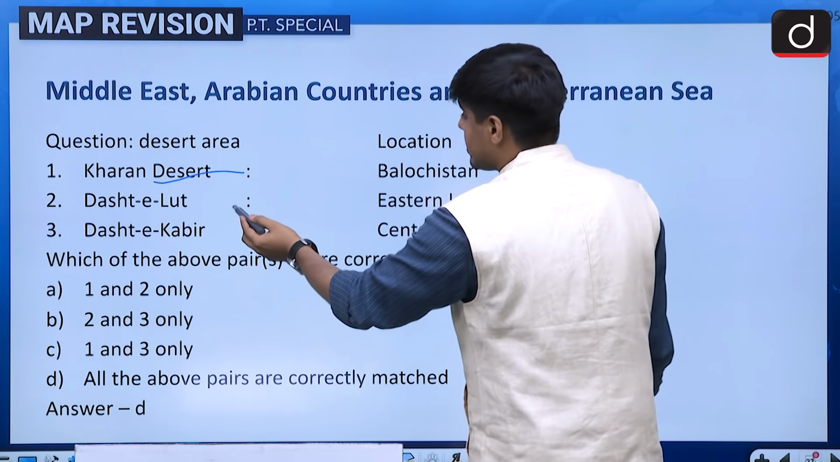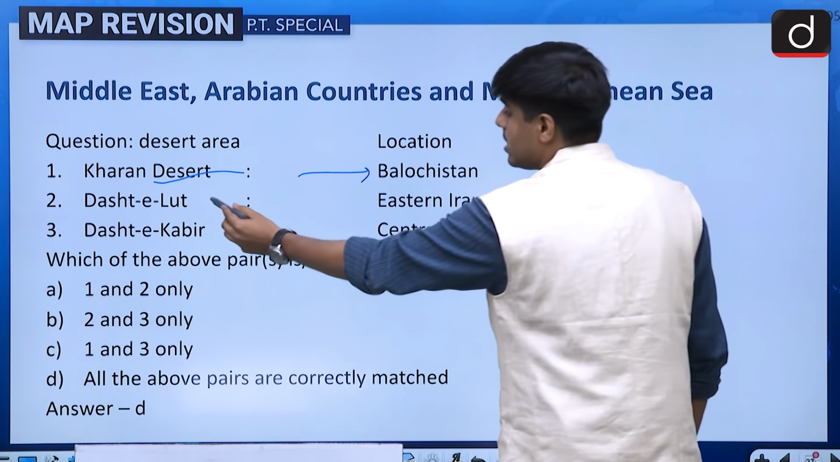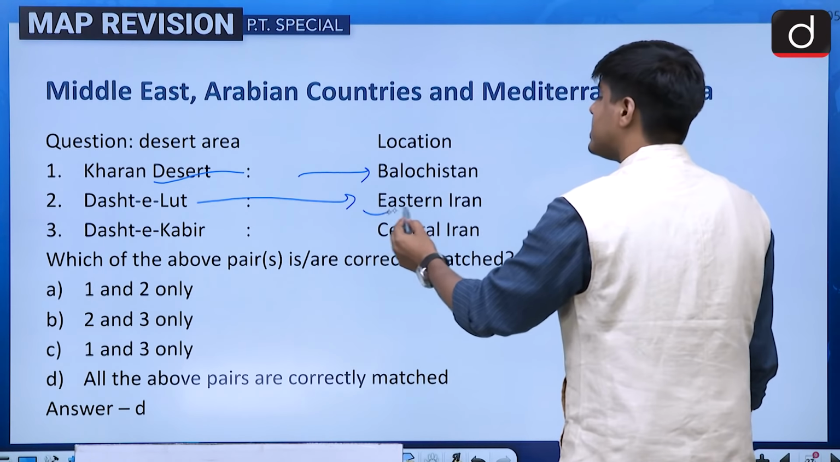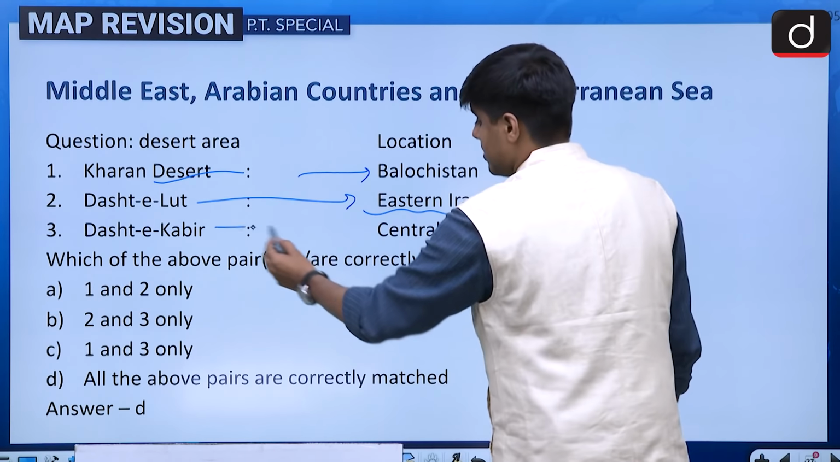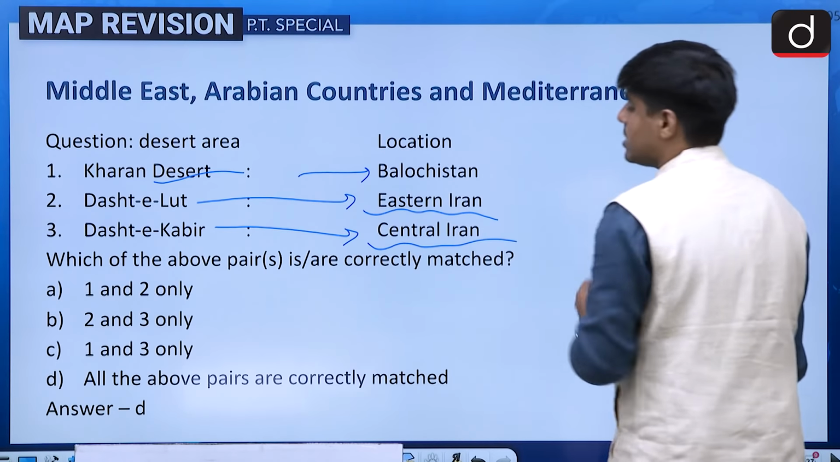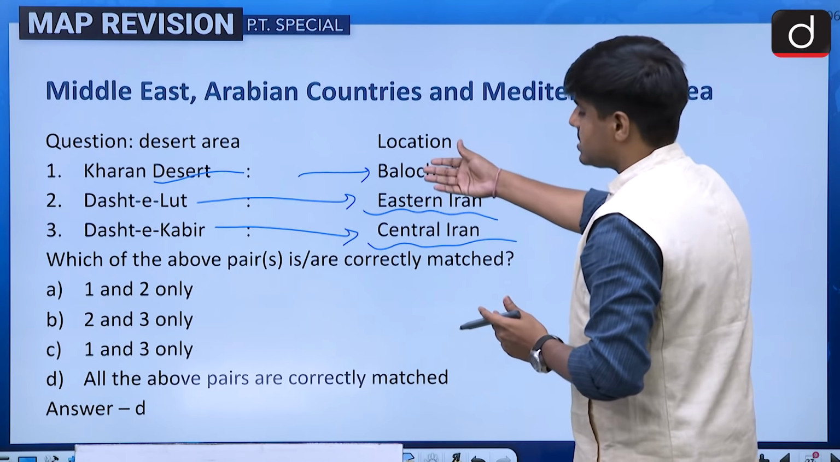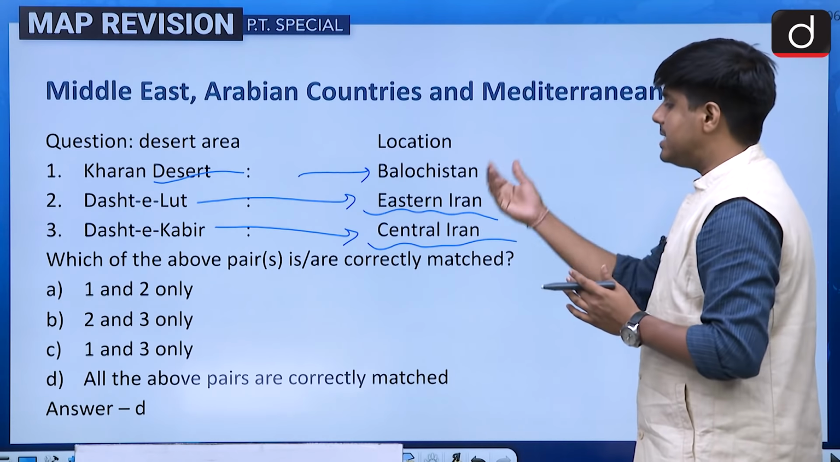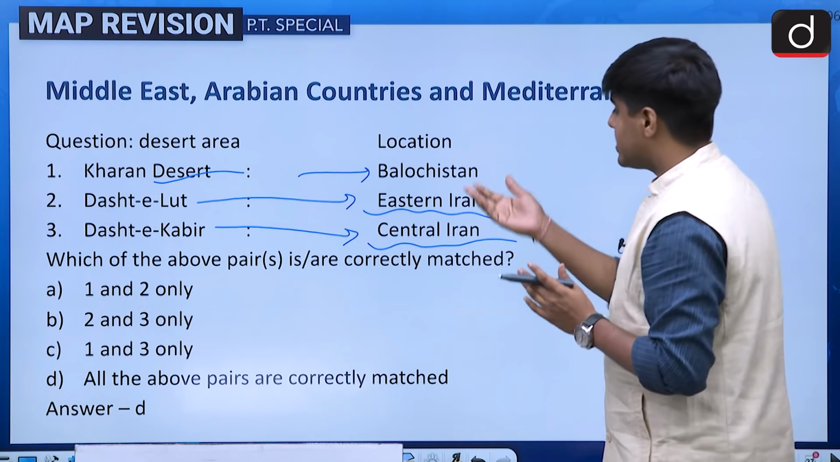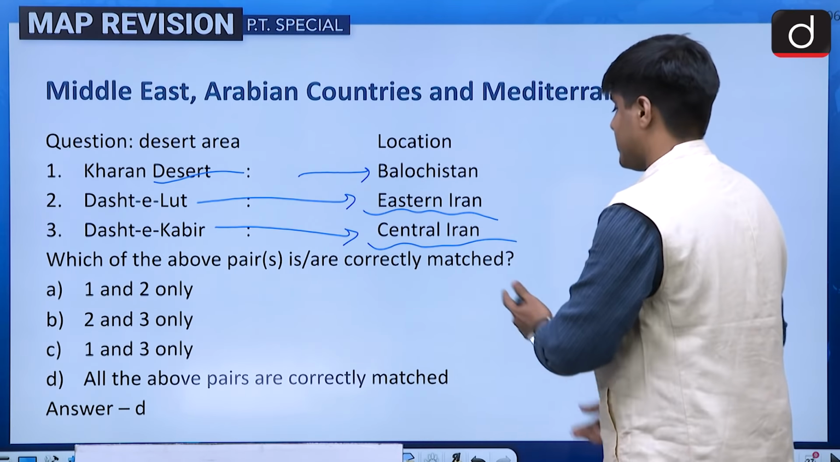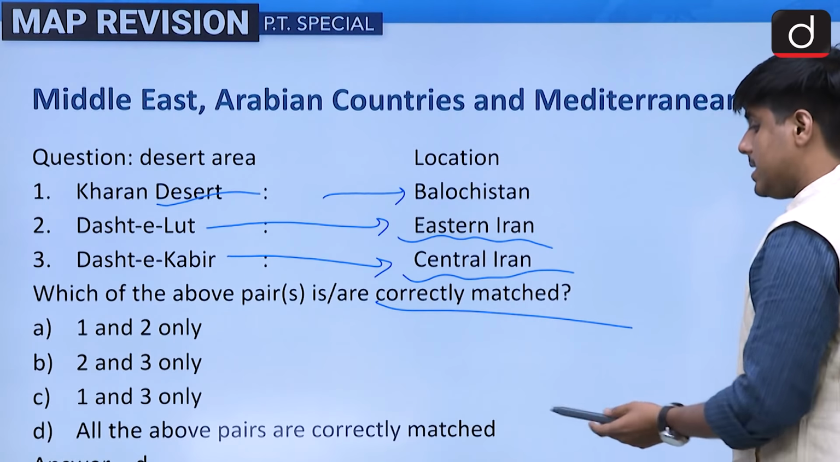So, the areas are Kharan Desert. Is it located in Balochistan? Dasht-e-Lut, is it located in eastern Iran? And Dasht-e-Kabir, is it located in central Iran? Slightly more detailed options are given here, but if you know them, you will certainly know the broad options which are generally given in the UPSC examination. We have to find which of them are correctly matched.